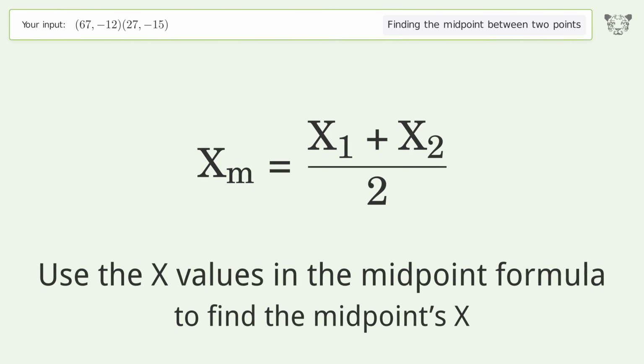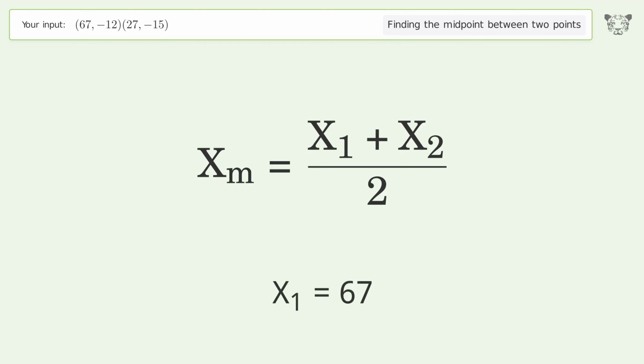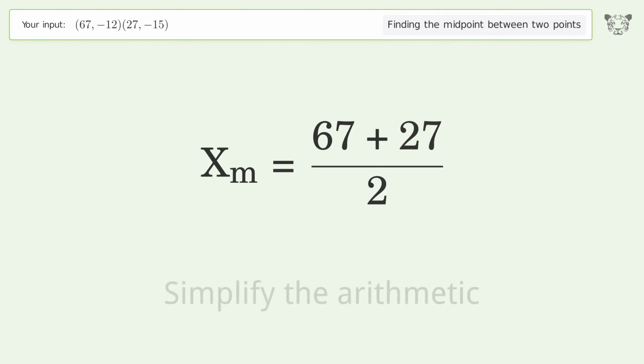Use the x values in the midpoint formula to find the midpoints x. x1 equals 67. x2 equals 27. Simplify the arithmetic.